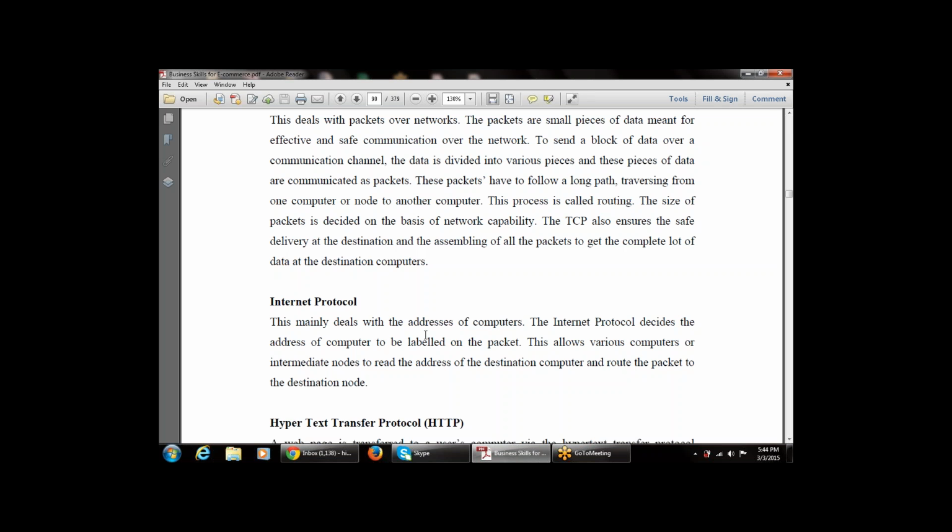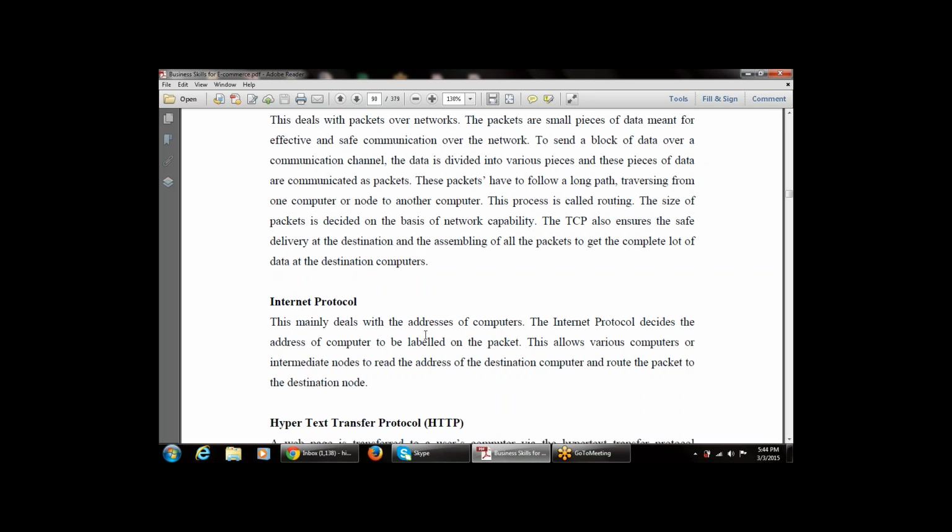First of all, understand the concept of a packet. What is a packet? It is nothing but a small chunk of data. A packet contains two parts: one is the header, one is the data. The header contains the IP address of the receiver. I'm repeating again: a packet contains two parts, one is the header, one is the data, and the header contains the IP address of the receiver.